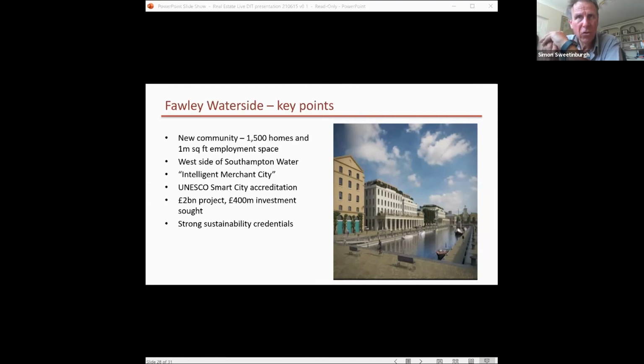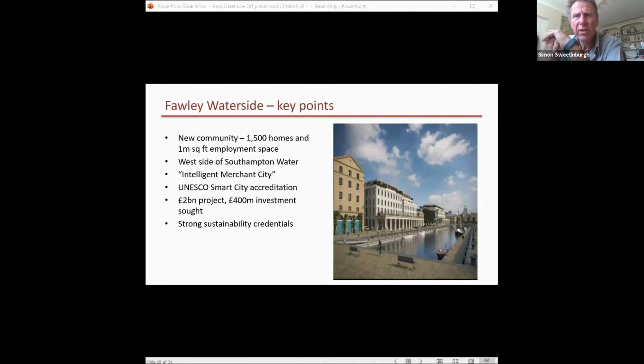So Fawley, for those that don't know, is on Southampton Water. It's opposite the port of Southampton. And the core of this project was the site of the former oil-fired power station. And the project is actually a legacy project, I would say, by the adjoining estate landowner.